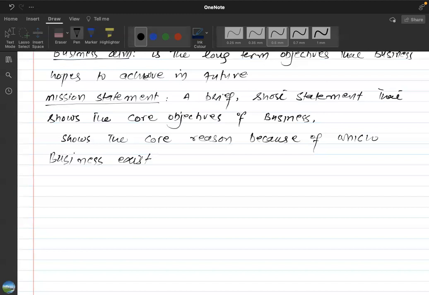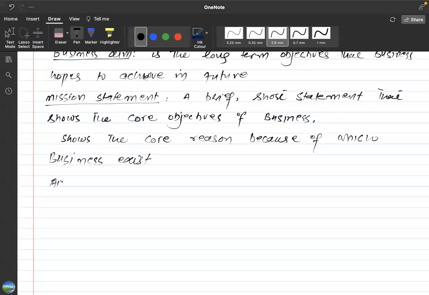So this is the status of the mission statement. You can search some mission statements on your own. You can search the mission statement of Huawei, Samsung, and Apple, and you can identify how mission statements are developed and what the core purpose of the mission statement is. The next thing that we are going to talk about is the aims of the mission statement.